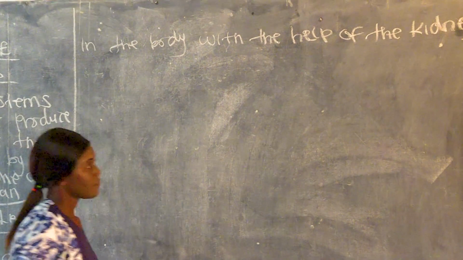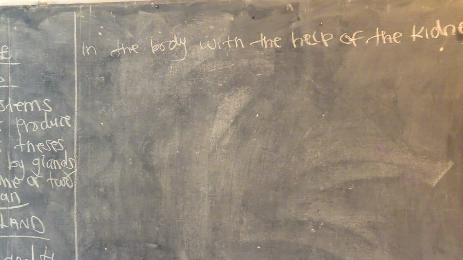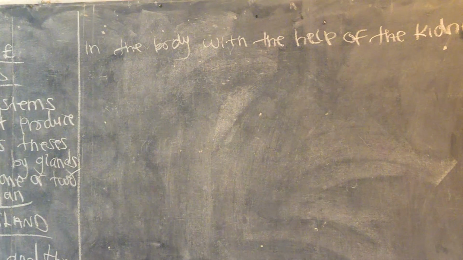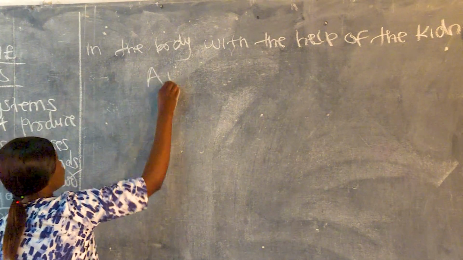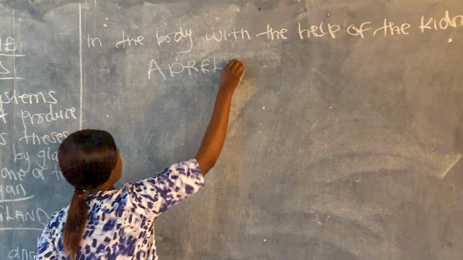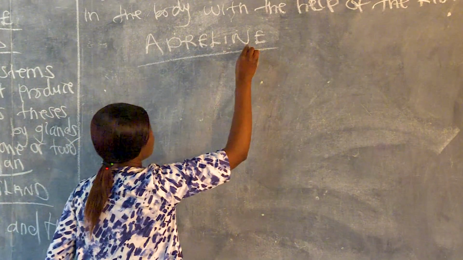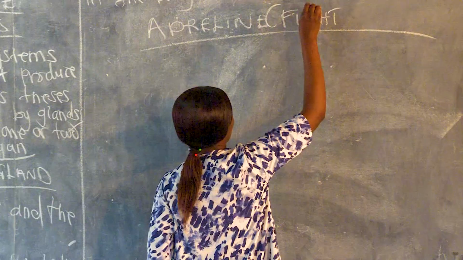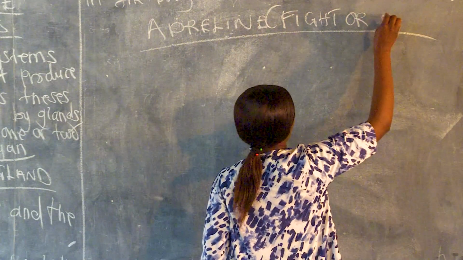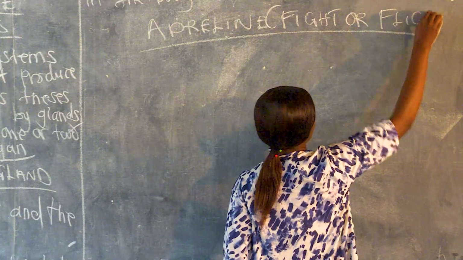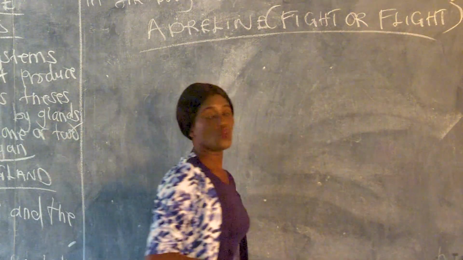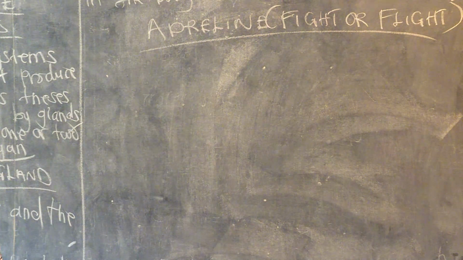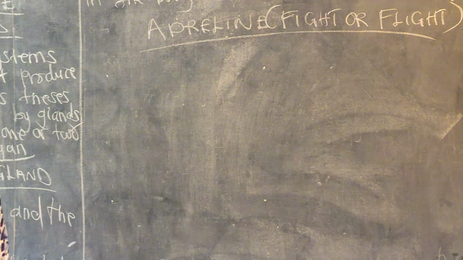Alright, we move on. I said the adrenal gland secretes how many hormones? Adrenaline. We go to this one. Adrenaline. Okay, now this adrenaline is also known as the fight, it has a funny name though. It is also known as the fight or flight hormone. As I explain further, you get to know why it is known as the fight or flight hormone.